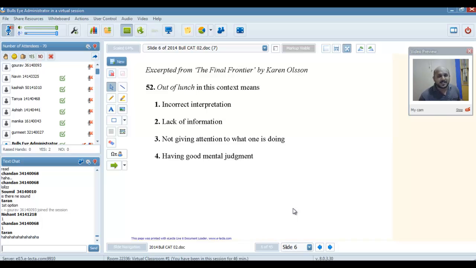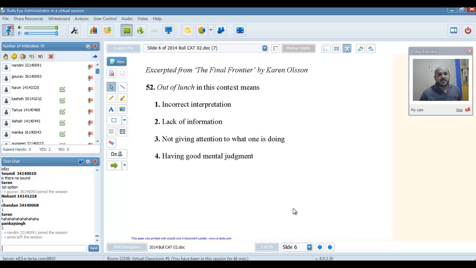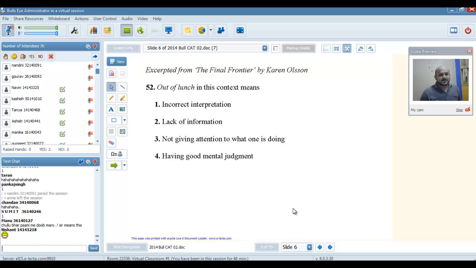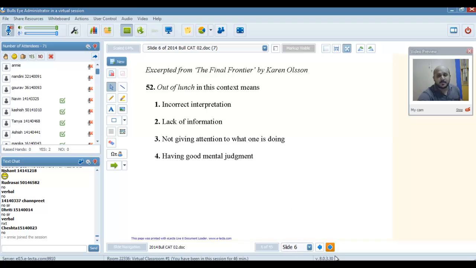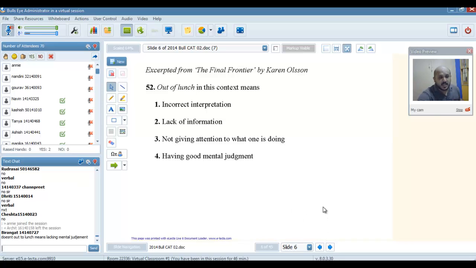Out of lunch in this context means, what does out of lunch mean? Out of lunch means incorrect interpretation. It is a simple question. Anyone with any doubt in this question? No doubt, so I'm shifting to the next question. See, this was the easy one. Those of you who got it wrong in the exam, this is a problem. If you got it wrong, it means that you did not interpret it right.